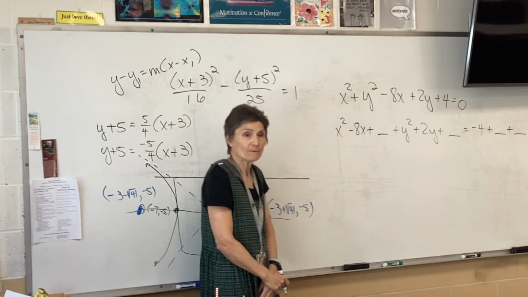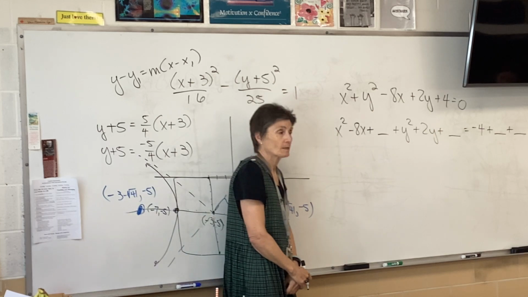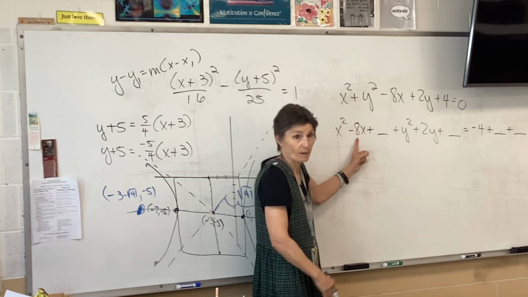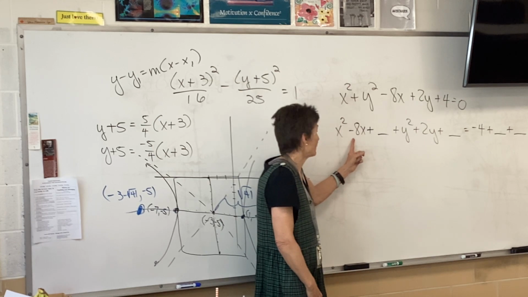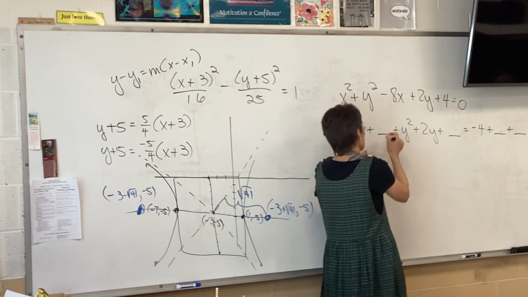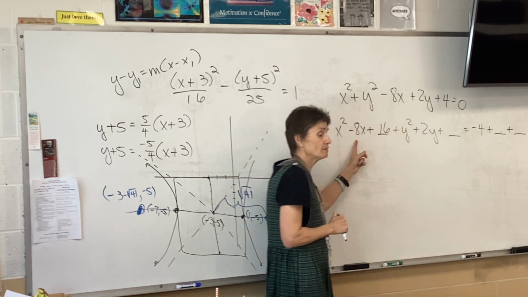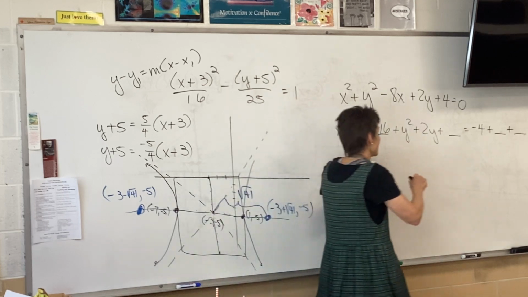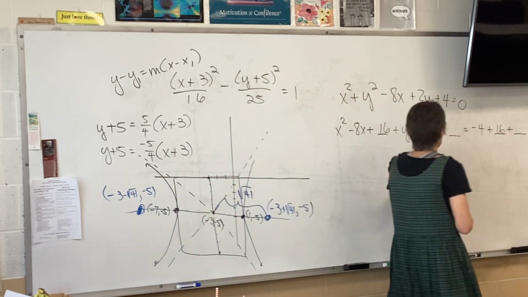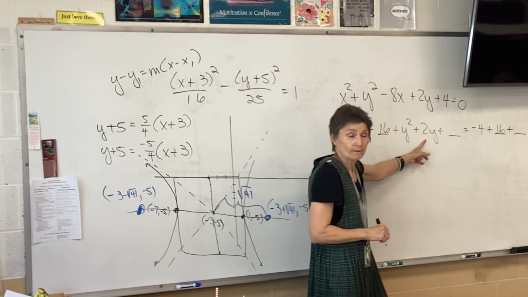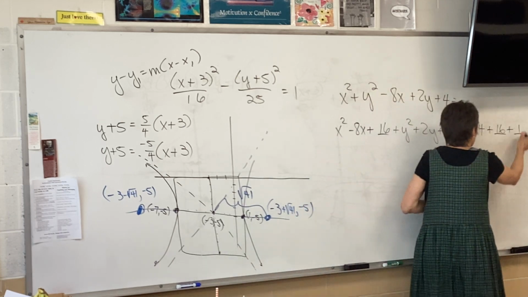Okay, who remembers how we fill the blanks? Take half of this number and square it. It's called completing the square. Half of this number and square it. So half of 8 is 4, squared is 16. You'll have a calculator. I hope you don't need it for that, but if you do, you'll have it. Add that to both sides. Half of 2 is 1, and squared is 1.